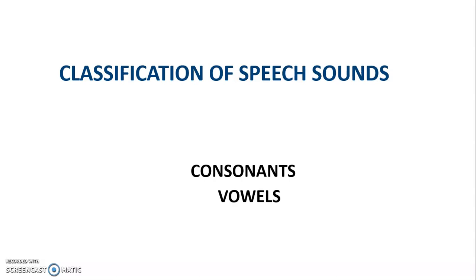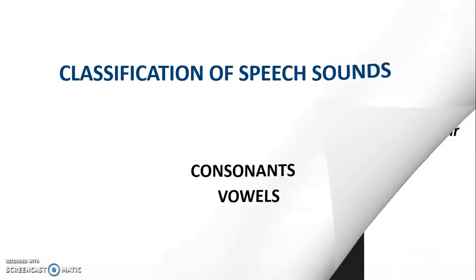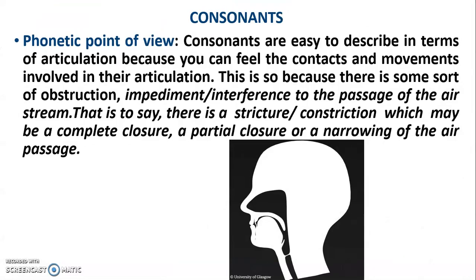Now, why are we studying all this? Because we need this information in order to classify speech sounds. Let's concentrate on consonants. From the phonetic point of view, we say that consonants are easy to describe in terms of articulation because you can feel the contacts and movements involved in their articulation.